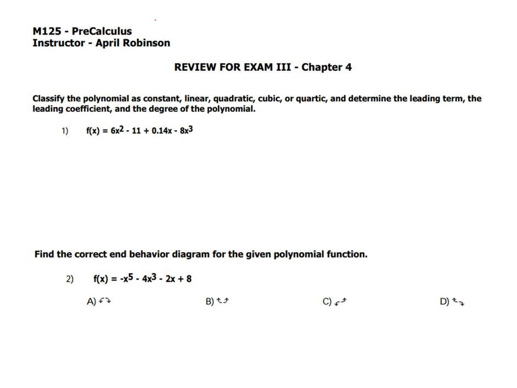Okay. Number 1 says classify the polynomial as a constant, a linear, a quadratic, a cubic, or a quartic. This is a trick question because the polynomial is not written in descending order. So you have to look at it carefully, and this is actually the term that should go first. And because it is to the third power, that's going to make it a cubic. So cubic. And then the next question is determine the leading term.